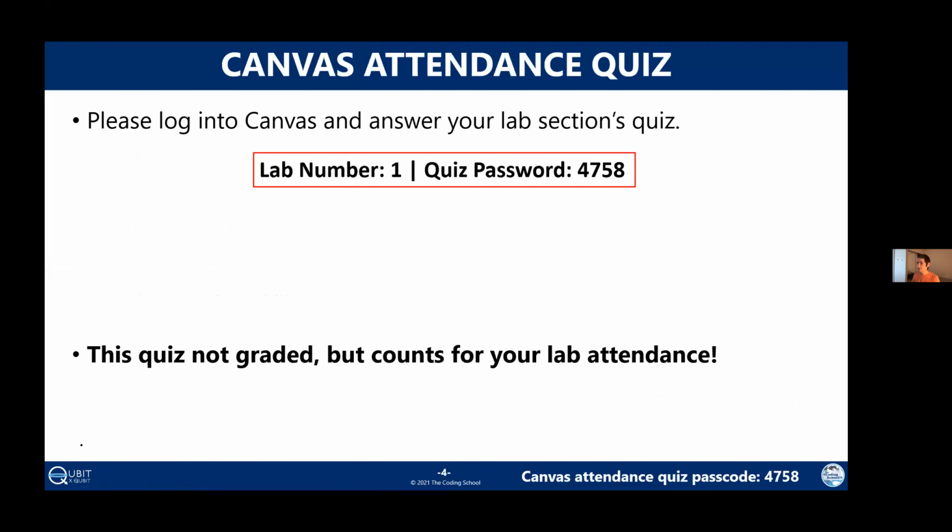Okay, so let's do the Canvas attendance quiz. Log into Canvas. The lab number here is 1, of course. Today's quiz password is 4758. I don't know what the question is, as a matter of fact. I guess they filled it in. The attendance quiz. Oh, the quiz itself is empty.